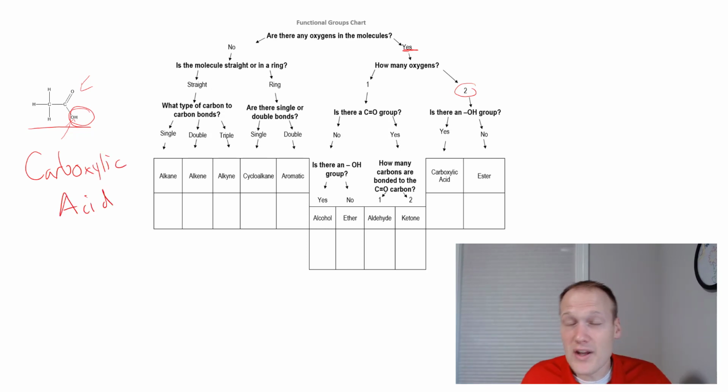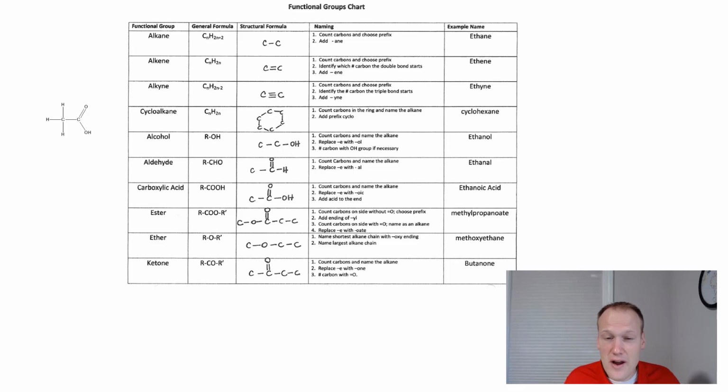Now that we know the type, we can go back to the side that shows us the naming rules for the carboxylic acid, and we can name this thing appropriately. So here we are. So we go down to carboxylic acid. It says count the carbons and name the alkane. So there are two carbons. So this would be ethane. Replace E with oic. We take off the E and put oic. Add acid to the end. Ethanoic acid.